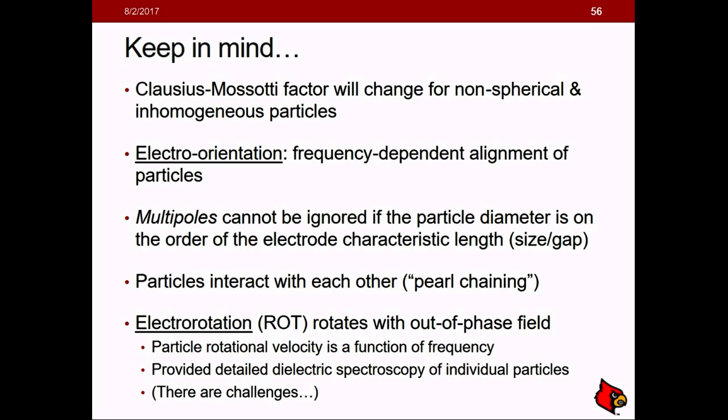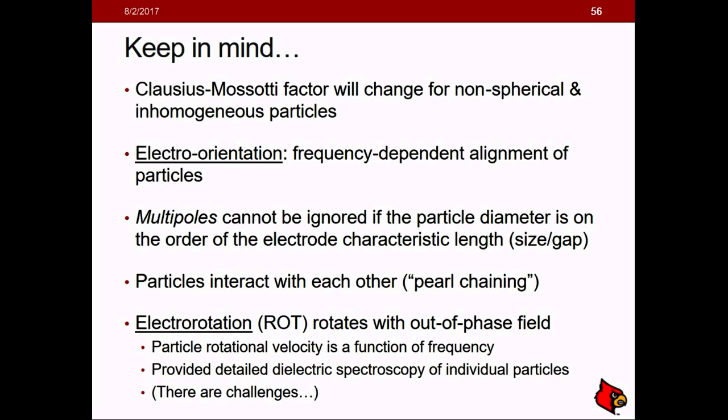Your particles may orient in the direction of the field via torque, called electroorientation. If you have access to higher megahertz frequencies, the orientation may change. Generally, the long axis aligns with the field. Sometimes at higher frequencies it will align orthogonal, with the long axis orthogonal to the field. It's not extensively used, but that is a technique that can be used to characterize the dielectric properties of your particle, called electroorientation.